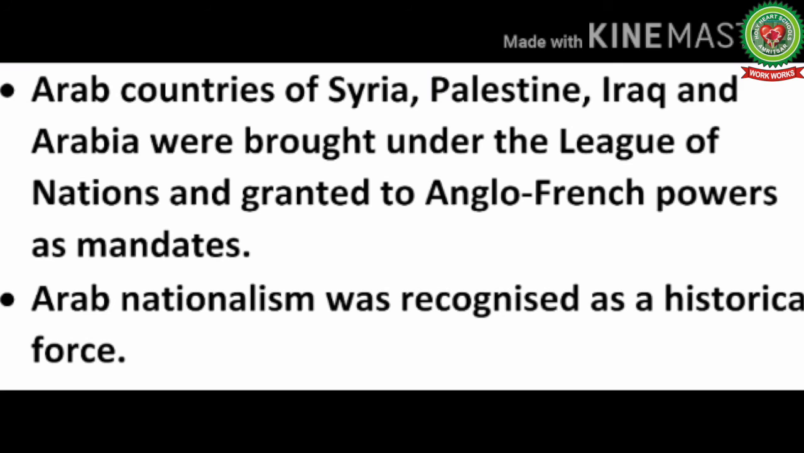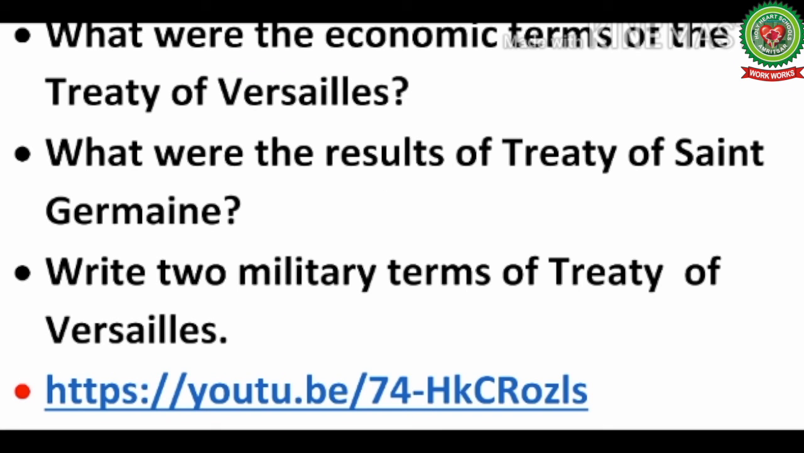Arab countries of Syria, Palestine, Iraq, and Arabia were given to the League of Nations, and ultimately the League of Nations handed over these countries to the alliance of England and France. Arab nationalism was recognized as a historical force. All the countries of the Allied group respected Arab nationalism and gave full right to Arab countries to maintain their internal and external policies. These are the questions we have covered in today's module.